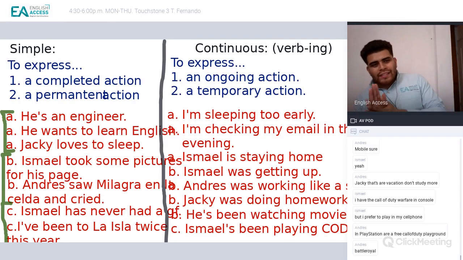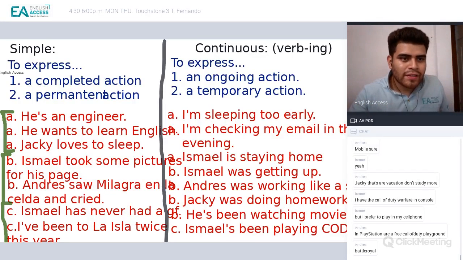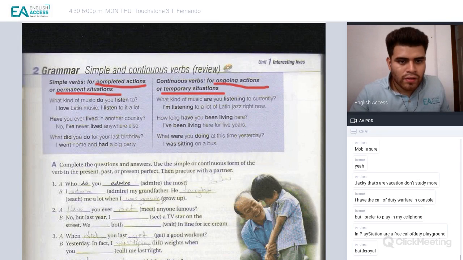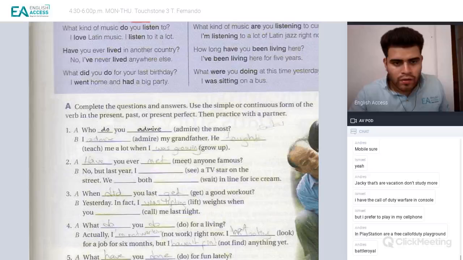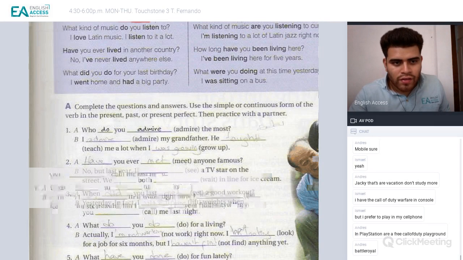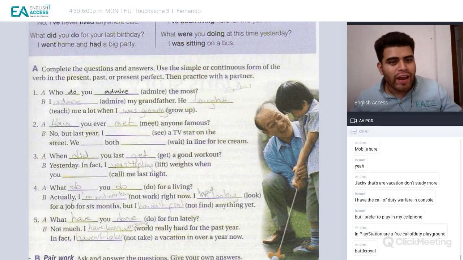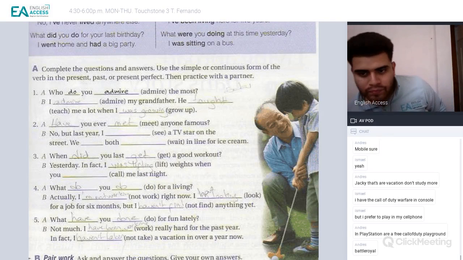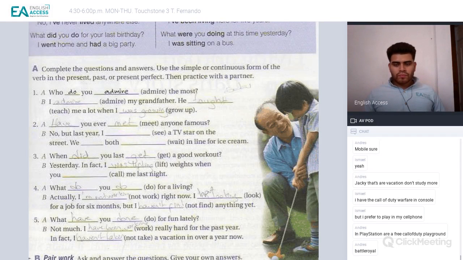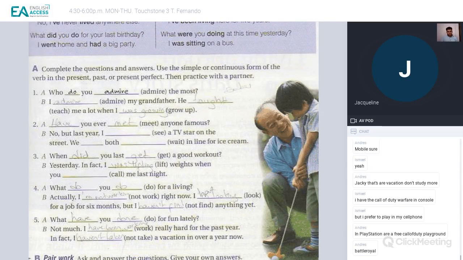Well, guys, now let's go back to the lesson. So here, it already has the answers, but not all of them are correct. All right. So, Ms. Jackie Chan, could you please turn on your microphone and read the instructions? Complete the questions and answers. Use the simple or continuous form of verb in the present, past or present perfect tense. Practice with a partner. Very good.